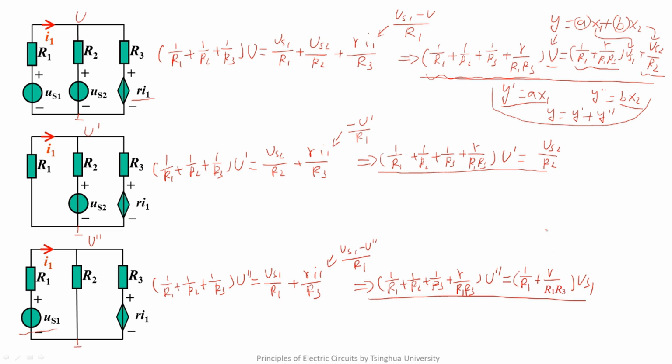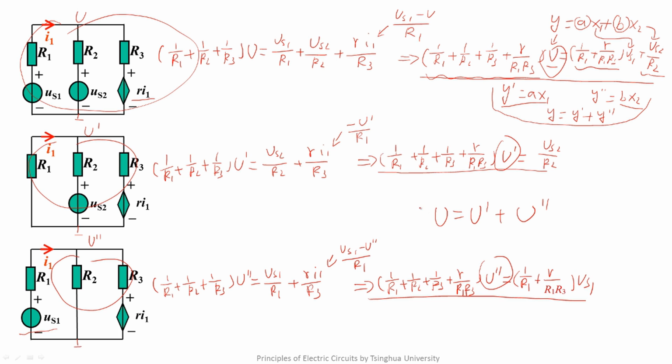Then we get the conclusion that the solution U for the former circuit can be the sum of the solution U prime of this circuit and the solution U double prime of this circuit. In other words, U equals U prime plus U double prime. Since this circuit is very simple, it seems that we need not use this complicated method, but in the following learning, you will find that it's convenient for the circuit analysis by setting one source active alone and the other sources deactivated.